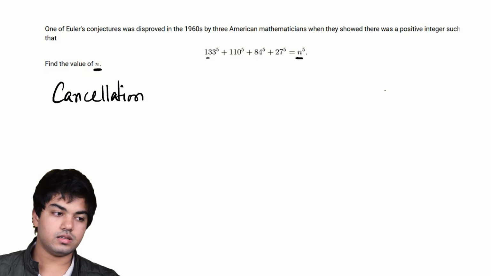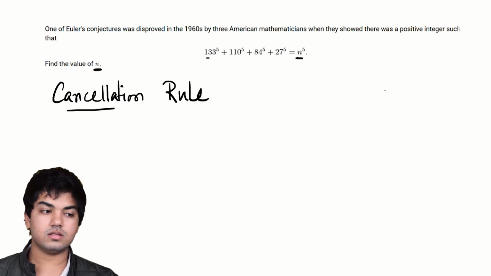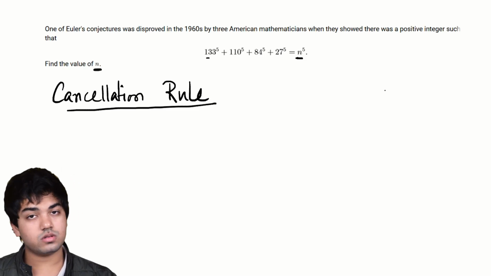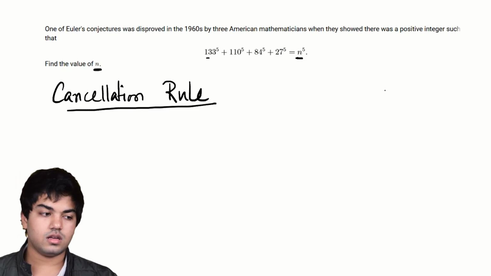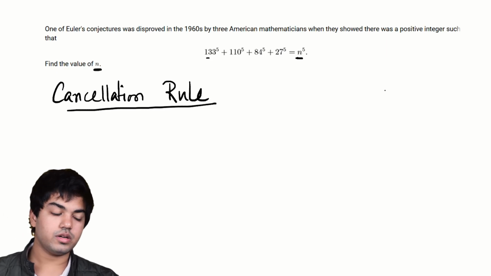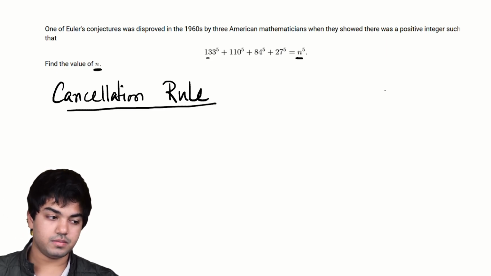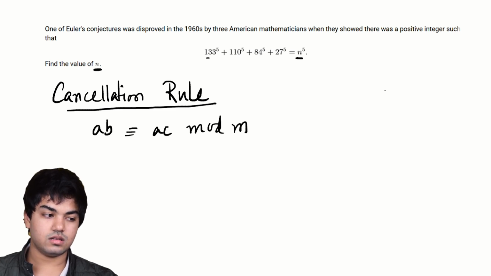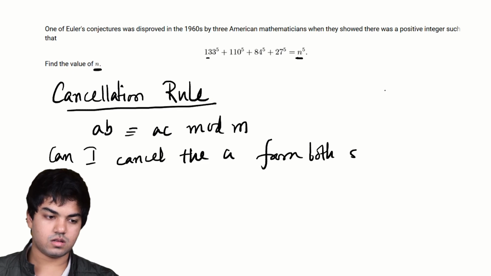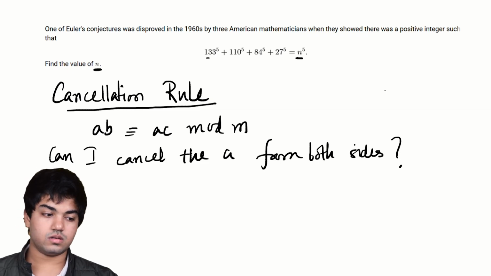Up until this point in the discussion of modular arithmetic, we've only really spoken about addition, subtraction, and multiplication. That they work the way they're supposed to when you go modulo a number, right? The obvious question is, can you divide as well? So in particular, if I had ab congruent to ac mod m, can I cancel the a from both sides? The answer turns out to be yes-ish.